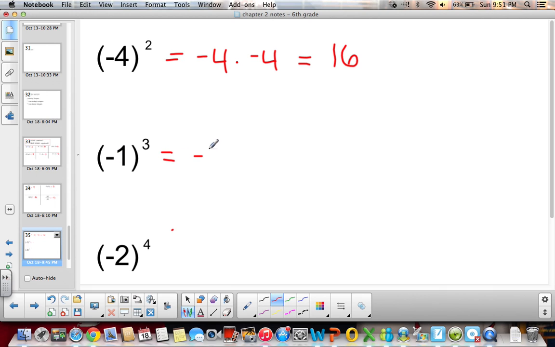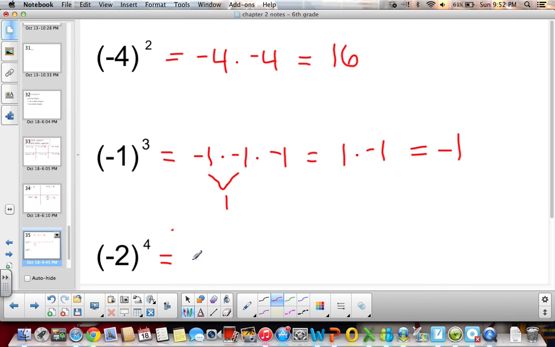-1 cubed would be -1 times -1 times -1, because our exponent tells us how many times we multiply our base, which is -1, together. So -1 times -1, negative times negative is positive, so that gives us 1. So we have 1 times -1. Now we have a positive times a negative, which is going to give us a -1.